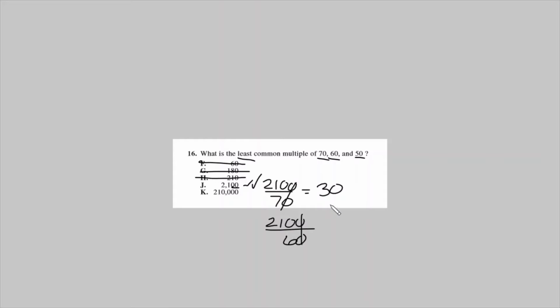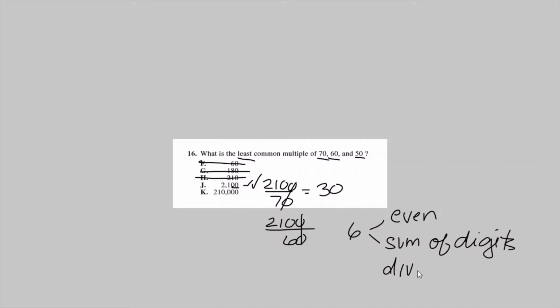Now, you could actually work that out. You could reach for your calculator, or you can use your good old-fashioned divisibility rules. In order to be divisible by 6, that means that it has to be even, and the sum of the digits also has to be divisible by 3. And this checks both boxes. 210 is even, and also if you add up 2 plus 1 plus 0, you get 3, so it's divisible by 3. So then I know that J is going to be the correct answer.